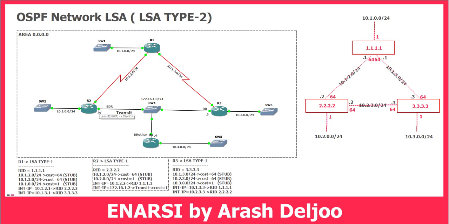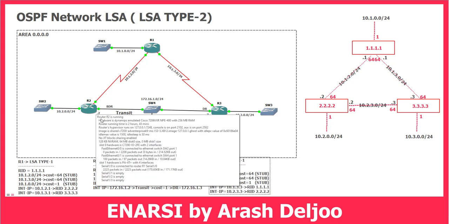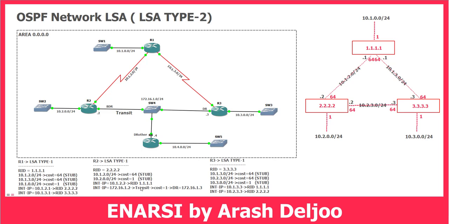And also we have another piece of information here. The new information is that the DR address of this transit network is 172.16.1.3. Let me review. We should send the interface IP address of router 2. Then we should say this is transit, not a stub, and the cost of our connectivity is 1. DR is 172.16.1.3. That's it.